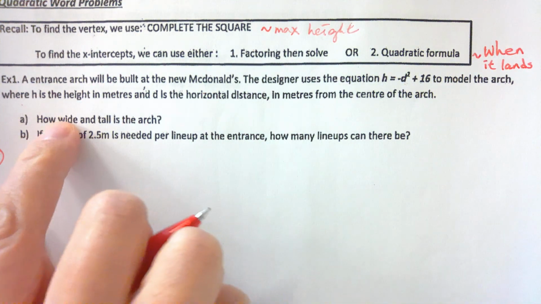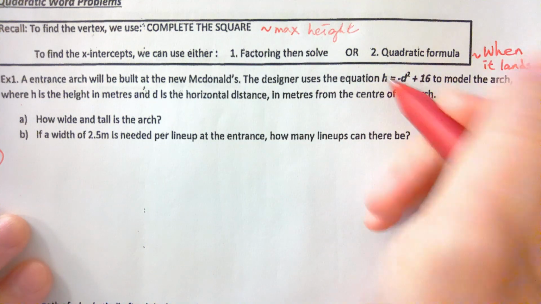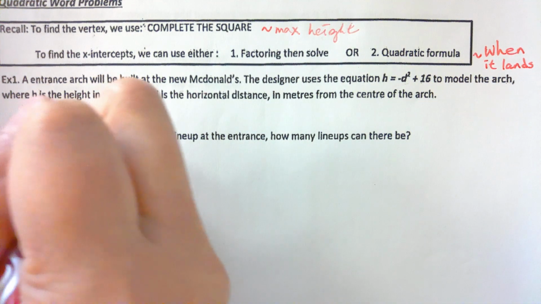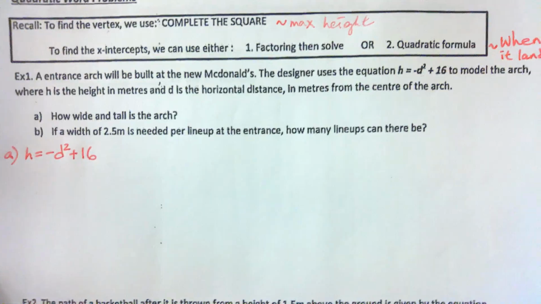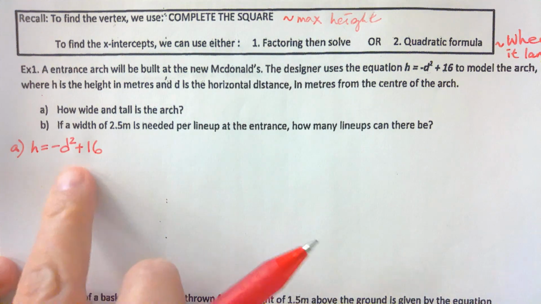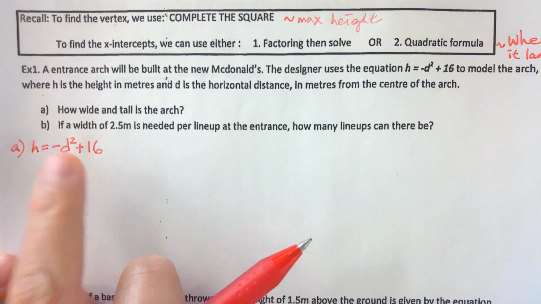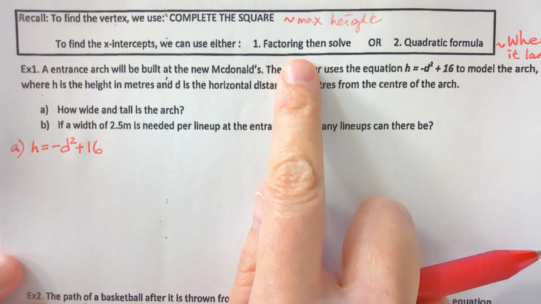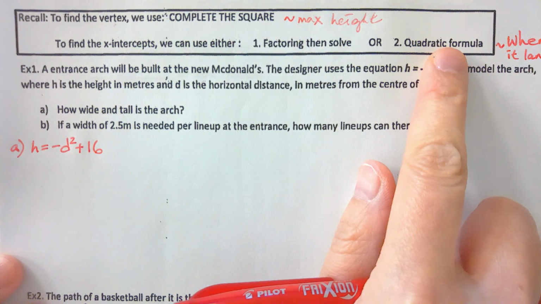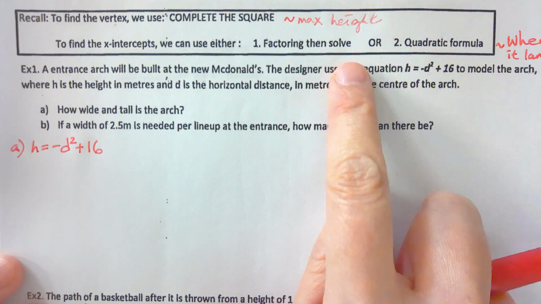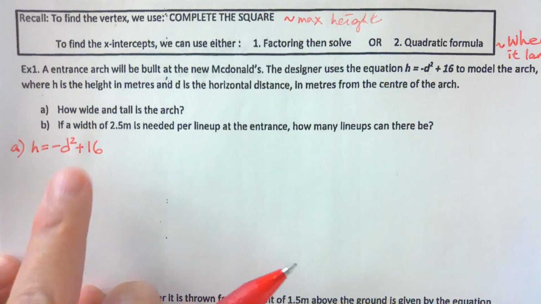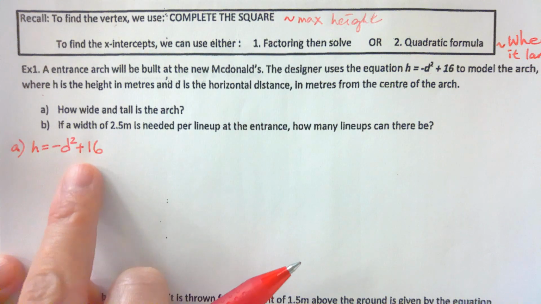So we want to do the quadratic. Okay, so h equals negative d squared plus 16. This is page 5. I could either do by factoring or I can do by quadratic. Okay. Which one do you guys want to do? Quadratic. But technically, this one is a very easy factoring.